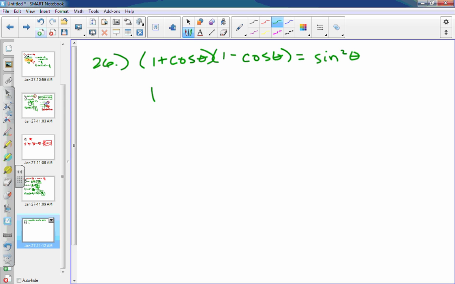It's the difference of squares. So what happens to my outer and inner? They cancel out. So I just have to do first. 1 times 1 is 1. And last, cosine times cosine is minus cosine squared of theta. Now, that looks very similar to something, doesn't it?